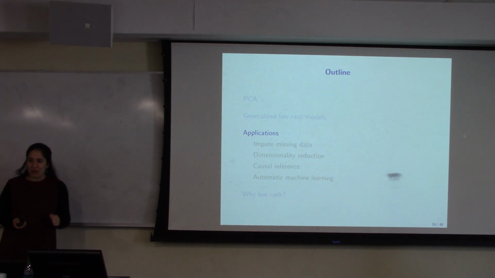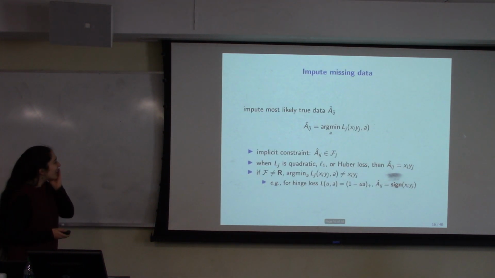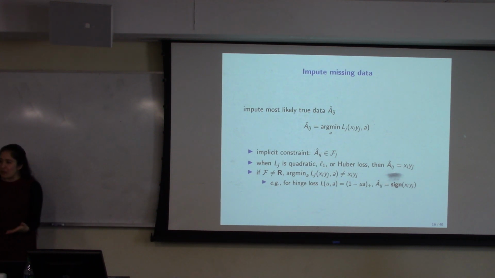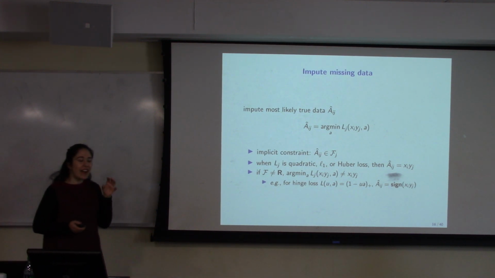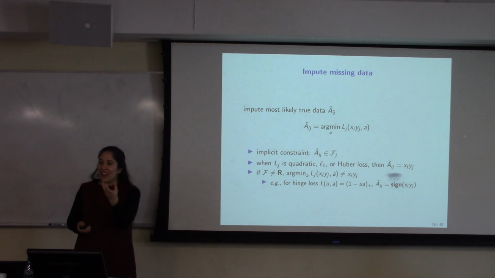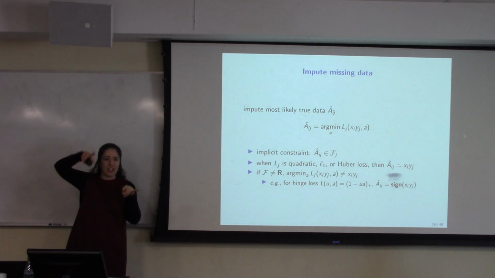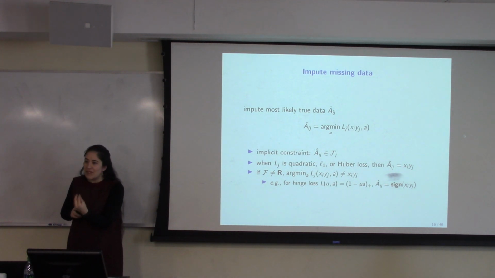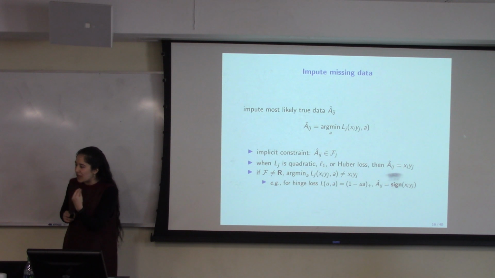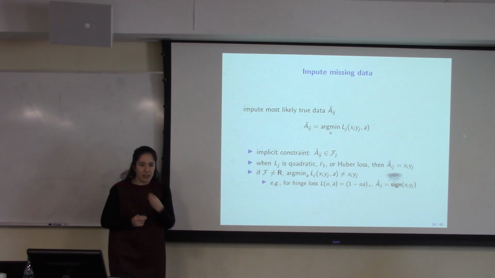So applications, why would we do this? First I have to tell you about how to do imputation. Once we have these weird kinds of values, we can't just impute by taking the corresponding entry of X times Y, because that's a real number, and the data is something that's not a real number. We need to be able to impute something like California.